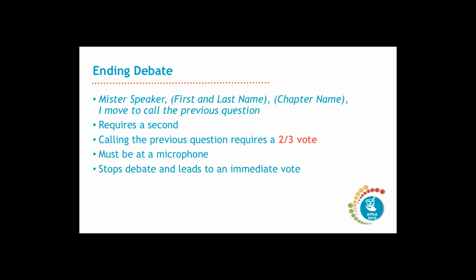So again, if the rest of the House does not feel that the debate needs to end or that valuable input is going to be added by continuing debate, then that motion to call the previous question could be voted down. So again, a two-thirds vote is required to call the previous question, and that motion must be made at a microphone. It stops the debate and leads to an immediate vote on the resolution that is being debated.